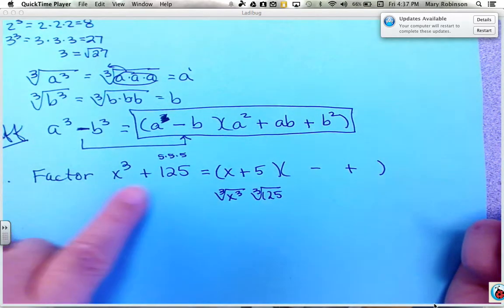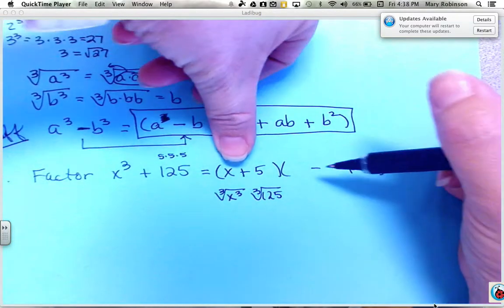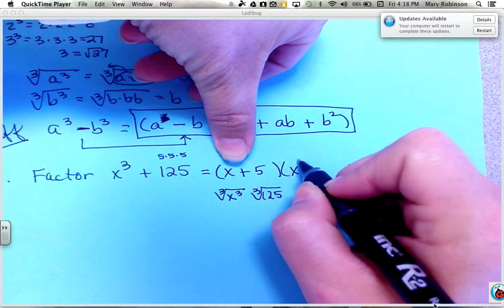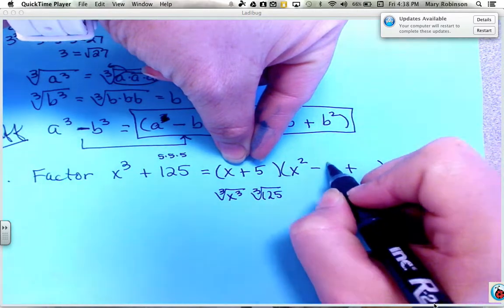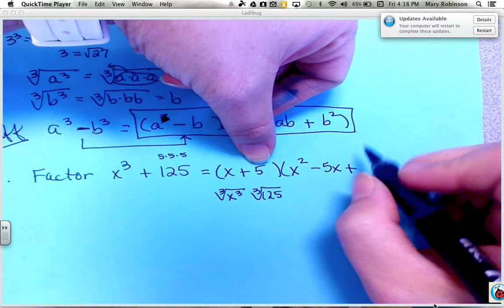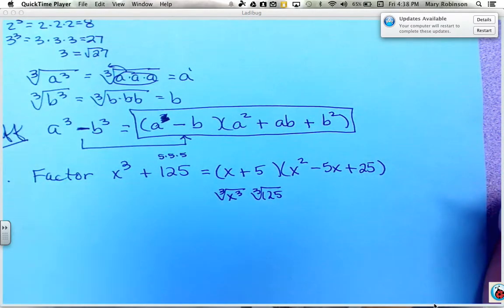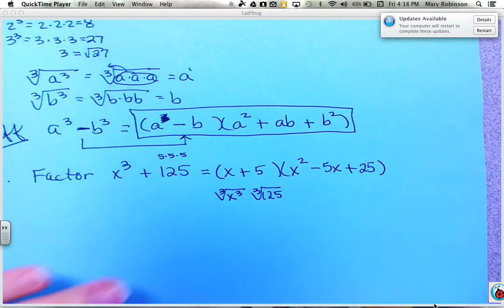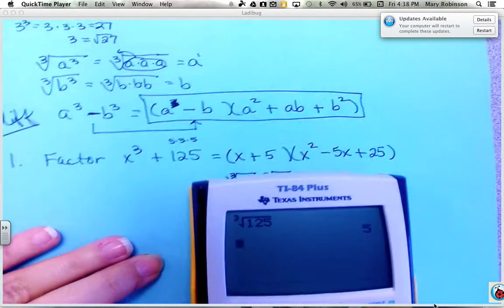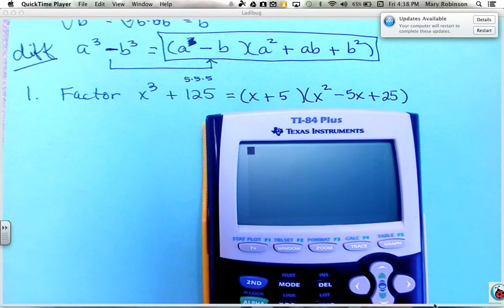So we've got our cube root. Now we want to square this term, multiply these terms, and square. And that is completing the pattern. Of course, we should verify that this is true.